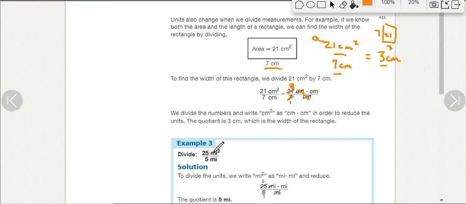Divide 25 miles squared by 5 miles. If you want to show good work here, you could write out your 25 and then show the miles squared like this. Miles times miles, and just do some basic canceling here. 5 goes into 25 5 times and 5 1 time. And then cross out 1 mile. You end up with just a unit of length, 5 miles.